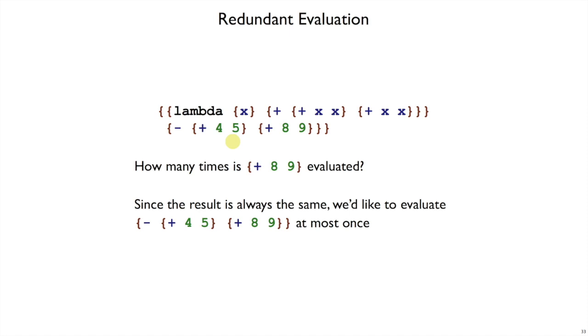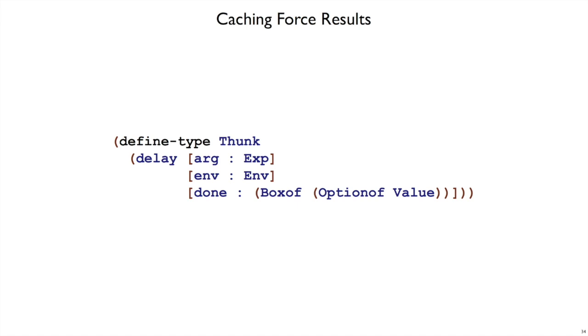We're not lazy enough. And the way we can avoid the redundancy is remembering the result that we get the first time we interpret it. So that means we need to change our thunk to have an extra field. It's going to have the argument expression and the environment. We need those pieces to interpret, but we're going to add an extra field which is a done field. And this is a box of option of value. And that way we have a box that we can change to put in a value after we have done the calculation.